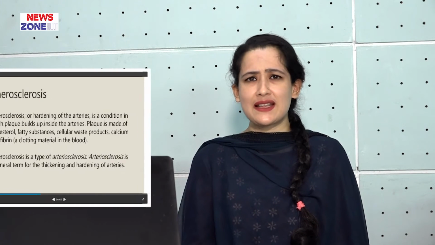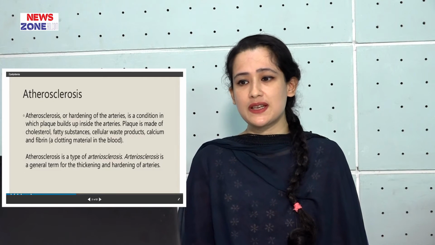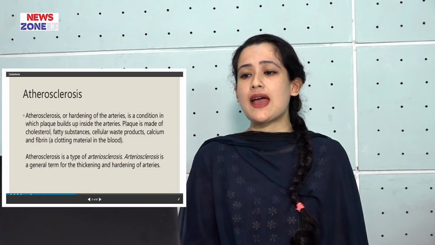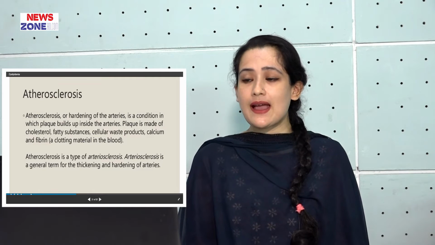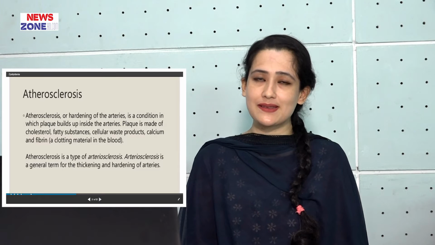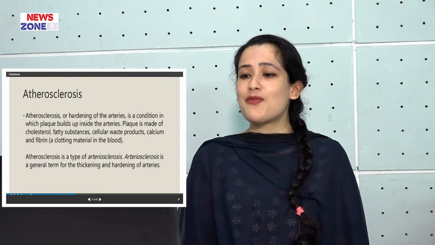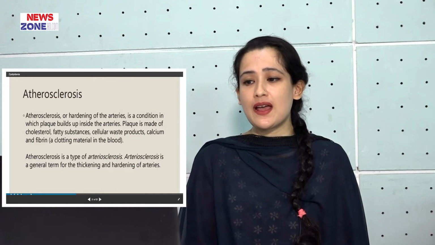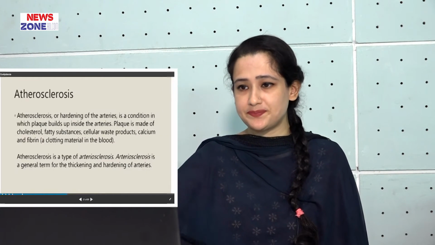Now, what is atherosclerosis? In my previous slide, I discussed about the atherosclerosis. Now, I am discussing what is atherosclerosis. Atherosclerosis is the hardening and thickening of the arteries and it is a condition in which plaque formation or plaque buildup inside the arteries. The plaque is made up of cholesterol, fatty substances, cellular waste products, calcium and fibrin. We all know that fibrin is a clotting material in the blood.